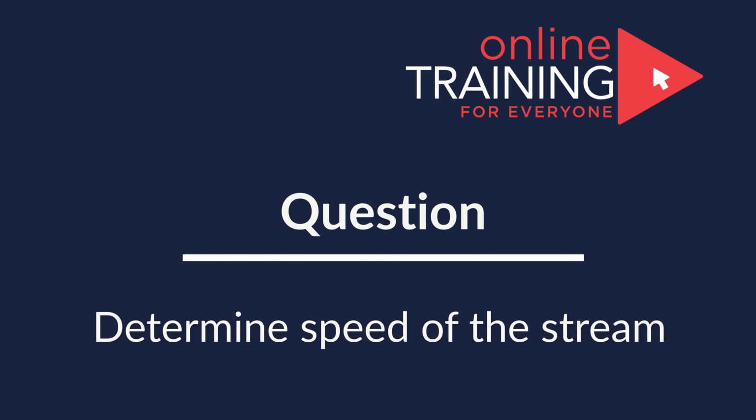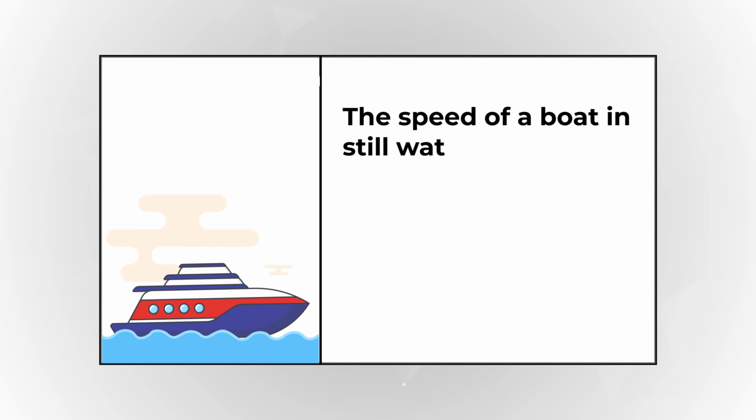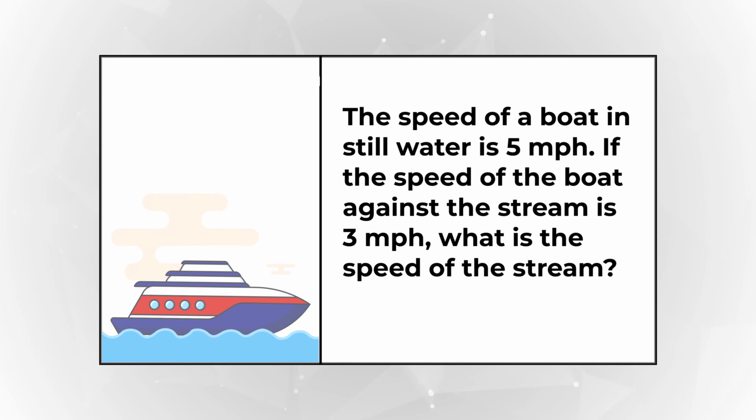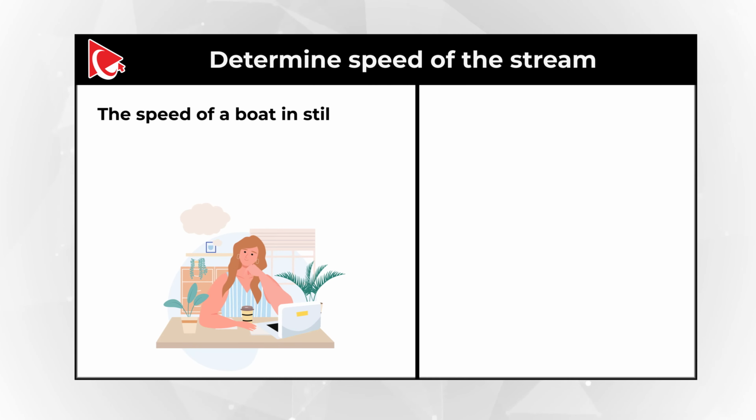Here's the very interesting problem, which tests your math knowledge. You need to determine the speed of the stream. The speed of the boat in still water is 5 miles per hour. If the speed of the boat against the stream is 3 miles per hour, what is the speed of the stream? You are presented with 4 different choices.